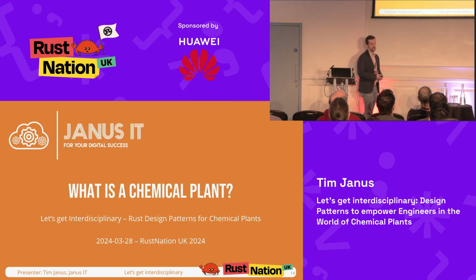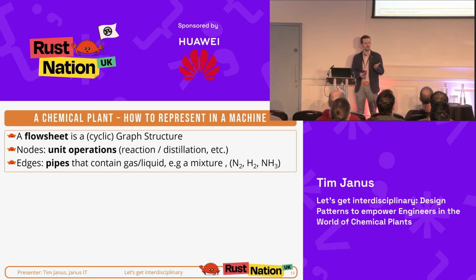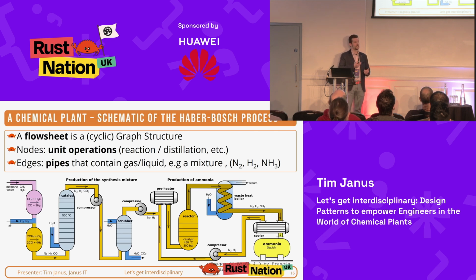With this short introduction, now get ready for what a chemical plant is. As you might imagine, in a computer we represent it as a cyclic graph structure. The nodes are called unit operations in this flow sheet, like a reactor, a distillation column, a compressor. And you have edges that represent pipes where these mixtures of gases and liquids are brought through the plant. And here's a schematic example of a very popular process. It's called the Haber-Bosch process for ammonia production. This is for fertilizer and keeps us all well nourished because it's very important for food delivery.